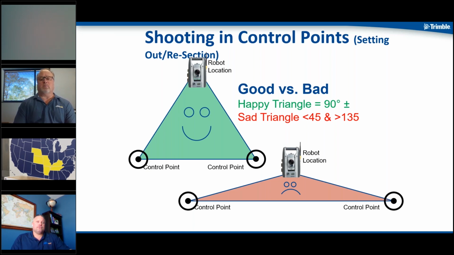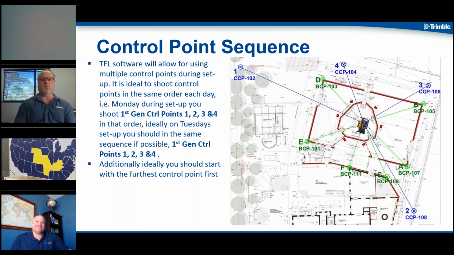Now, shooting in control points, we want to talk about our good versus our bad angles, which are happy triangles versus sad triangles. All the time what we're looking for is as close as we can to a 90-degree angle, and we want to have equal length on that as close as possible, okay? We just don't want to get anything that's too narrow or too wide.